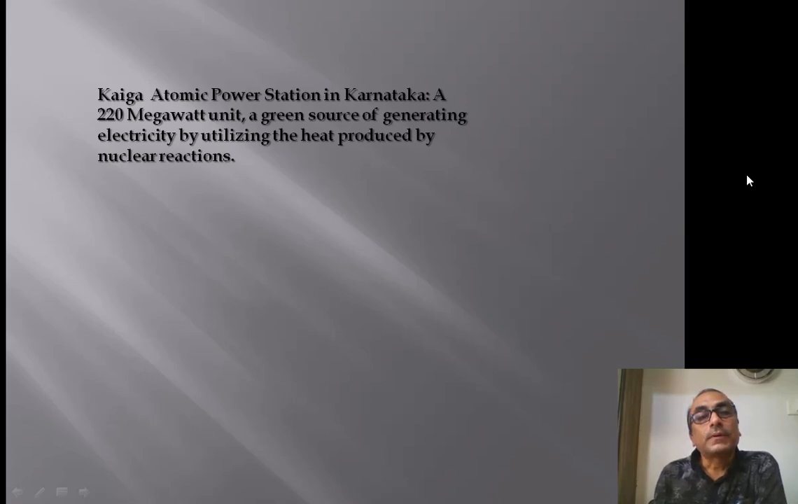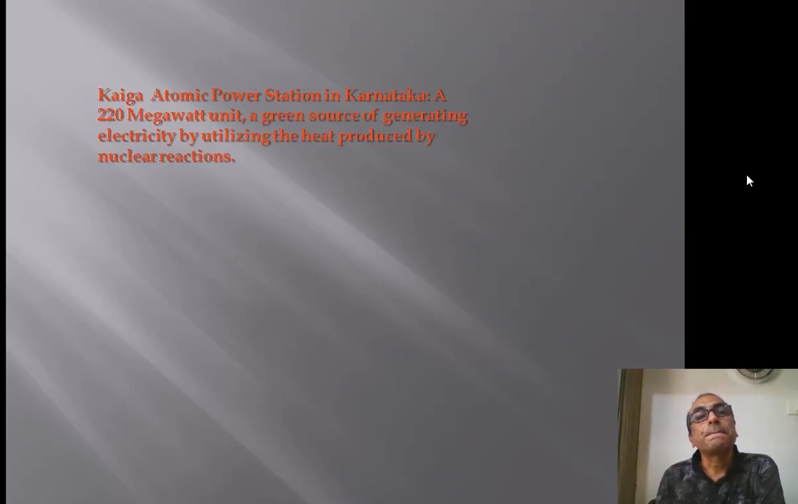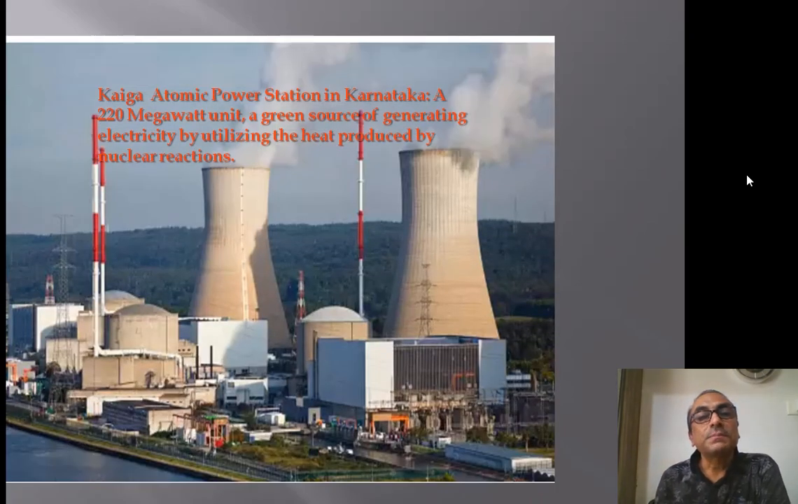Now let us take up another source of energy, that is nuclear energy, or atomic energy. The Kaiga atomic power station situated in Dharwad in Karnataka is able to give us 220 megawatts of electricity. So it is used for generating electricity. Let's look into the picture. This is the Kaiga atomic power station, which is providing electricity without polluting the atmosphere.